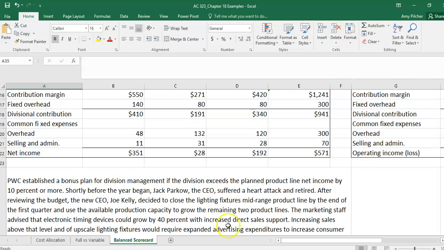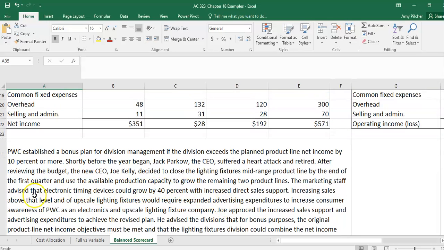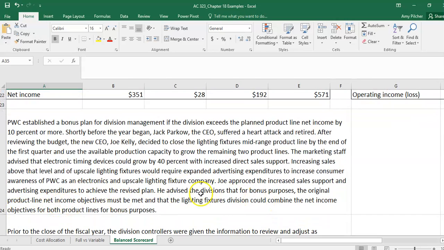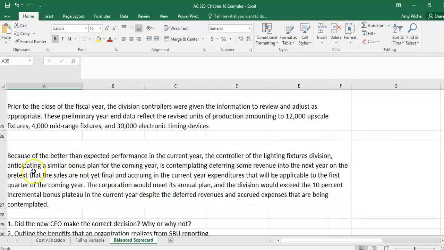The new CEO has decided to cancel the line of mid-range products and focus instead on electronic timing devices and the upscale lighting fixtures. The sales department has told him that this will be successful if they add advertising expenses. So he's done so. And we get the projections for the end of the fiscal year. So at the close of the fiscal year, the division controllers are given information to review and adjust as appropriate.